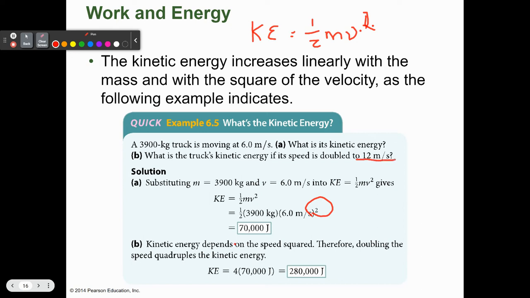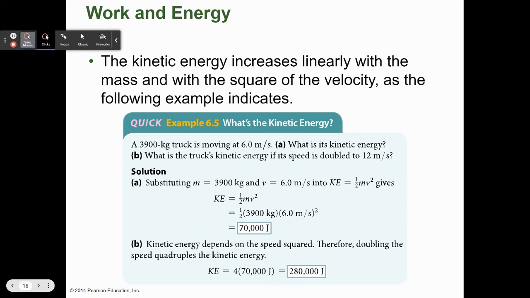And then we double the speed. What's going to happen to the kinetic energy? If we double the speed, everything else is going to stay the same. That means it's going to be a factor of 4 times greater, because 2 times whatever that speed is, remember we're squaring it, so it's 4 times greater. So we can just take our answer from A and multiply by 4, and that tells us that our kinetic energy will be 280,000 joules. So 4 times greater because of that square factor.